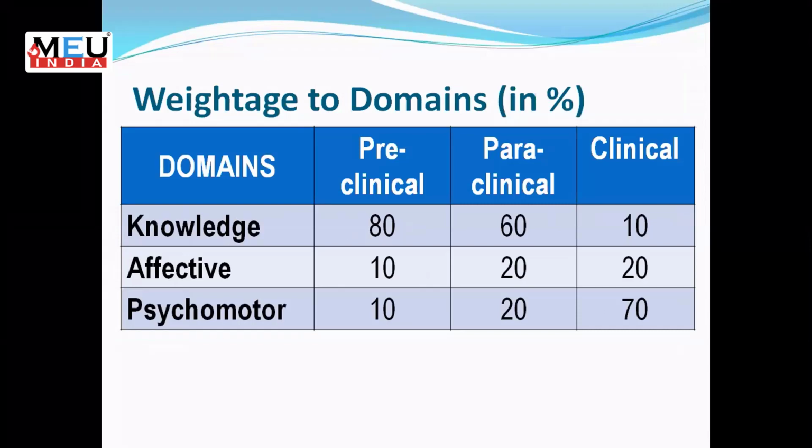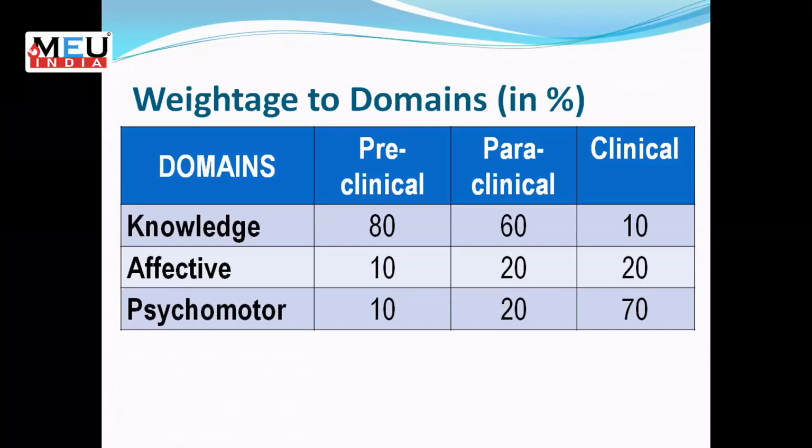When we look into the domain, we have 3 basic domains: knowledge, affective, and psychomotor. As far as anatomy is concerned, we say it has more of the knowledge domain compared to the psychomotor or the affective domain. So based on this, knowledge can be given 80%, affective 10%, and psychomotor 10%.